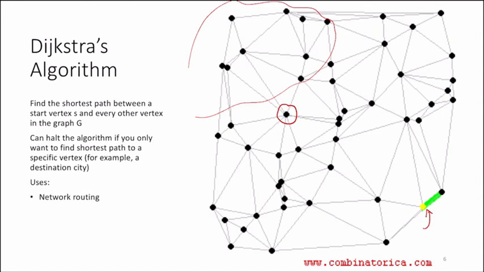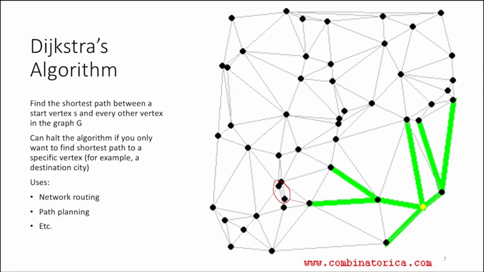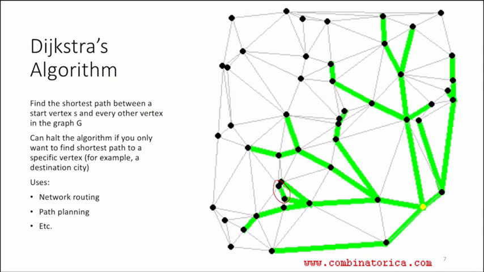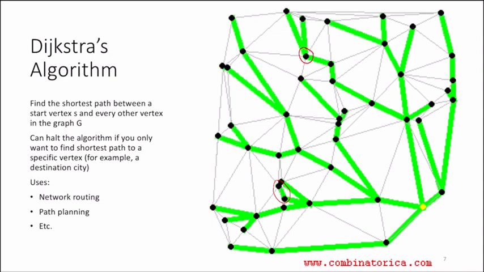You can think of this as being useful for network routing and path planning. It's pretty easy to think about applications for this algorithm, so I won't belabor the point too much. But watch this animation. This is what Dijkstra's does. In each iteration, you'll see that another green line is drawn. Each iteration, we find a new vertex, and we find the shortest path to that vertex.